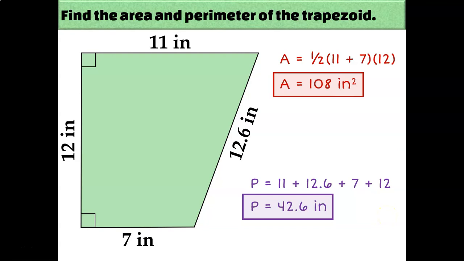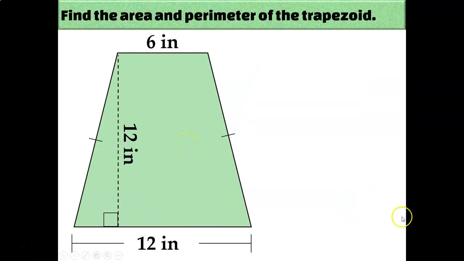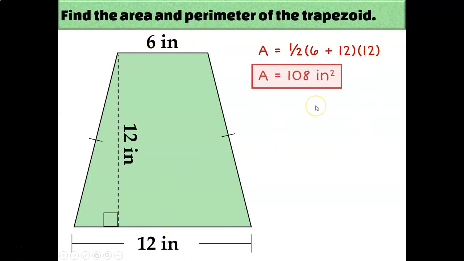So this was a relatively easy trapezoid to solve because we had all of the measurements that we needed. Let's look at a more complicated one. The good news is the area is easy to figure out on this one because we do have the bases and the height. The 12-inch dotted line inside of the trapezoid has to be the height because it's perpendicular to the bases. And then the bases are 6 and 12, so let's just fill it in. Area equals 1/2 of 6 plus 12 times 12. And when I crunch those numbers, I get 108 square inches again.